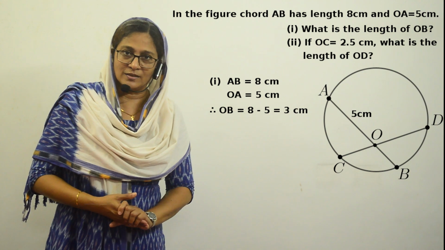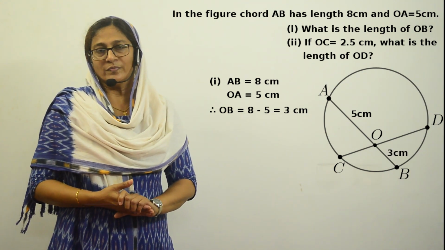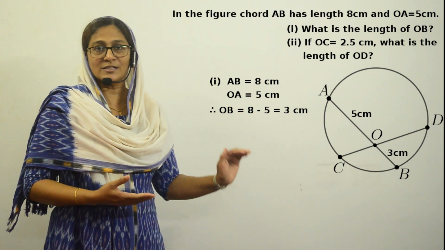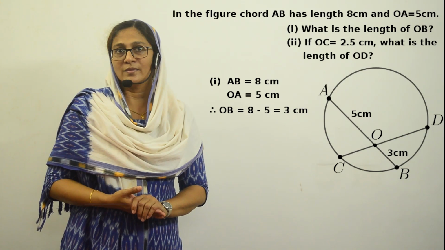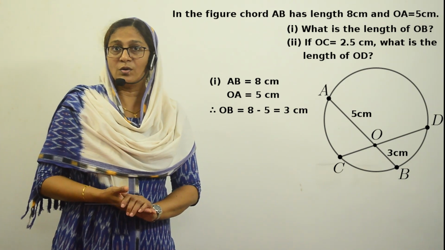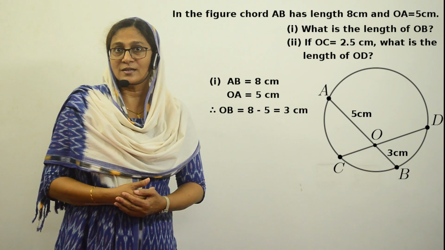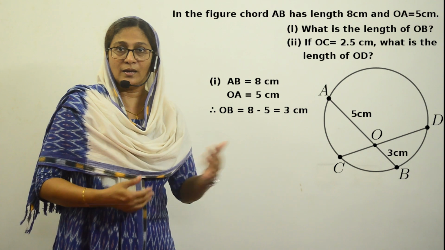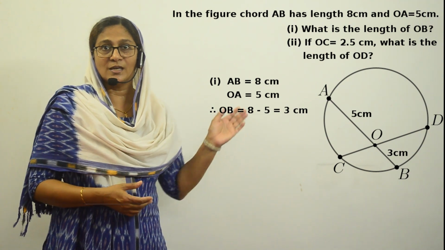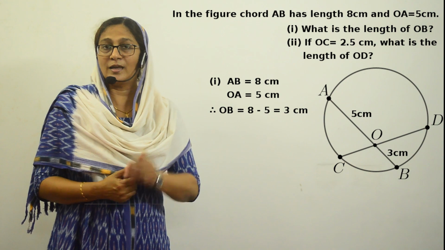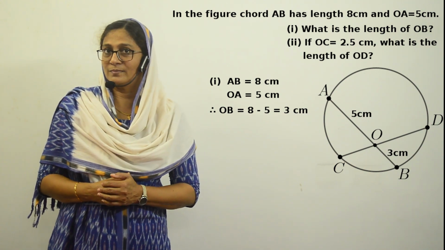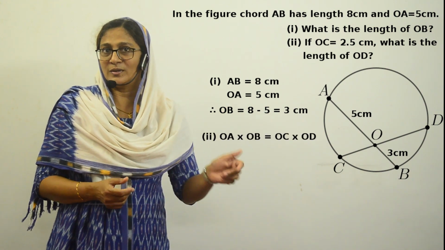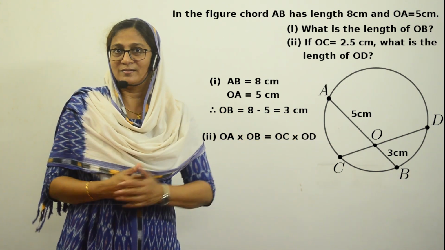Now let us consider the intersecting chords. The chords AB and CD here intersect at the point O. We know that when 2 chords intersect, we get 4 parts. The 4 parts are OA, OB, OC and OD. And we also know that there is a relation between them. Yes, correct. OA multiplied by OB equals OC multiplied by OD.